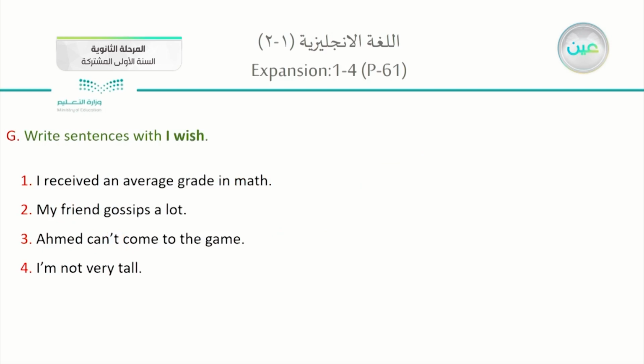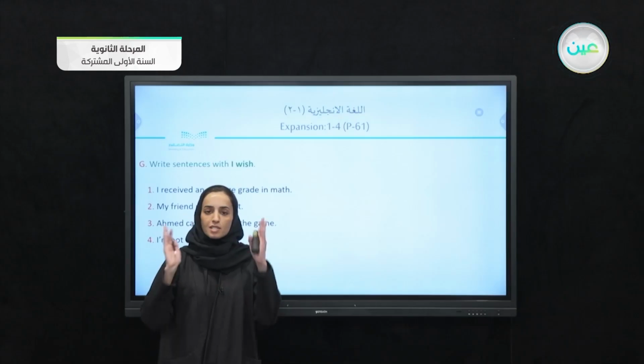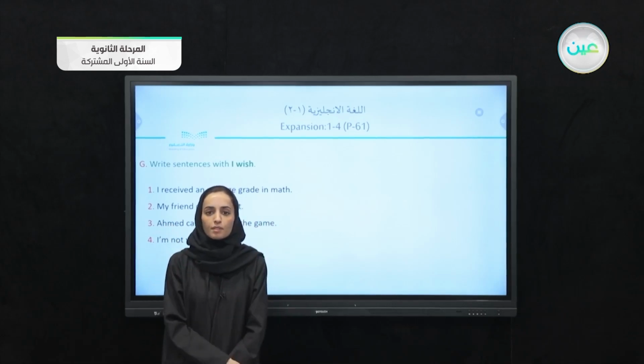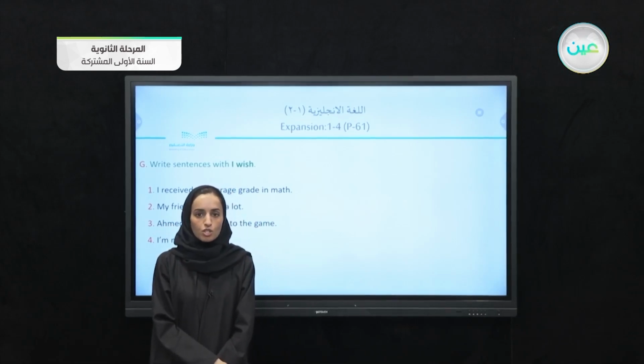On page 61, we're having exercise G. Write sentences using I wish. This time, you will refer to unit 4, wishful thinking. Here, I received an average grade in math. This is the reality. This is what happened. But I wish that I could change the present.